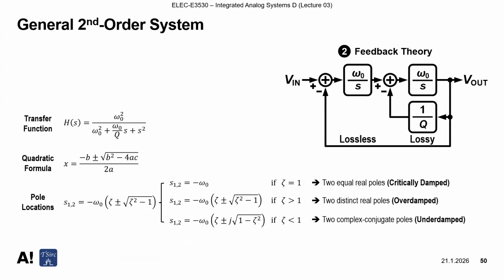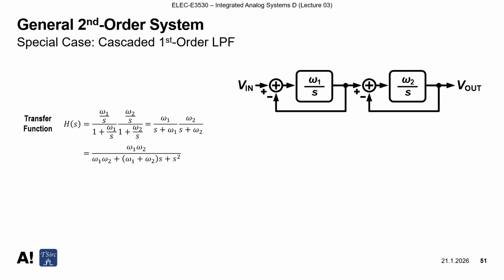Now we have a simpler form. If zeta is equal to 1, we call it critically damped. If zeta is larger than 1, we call it overdamped. So over means zeta is over the value, right? And if zeta is less than 1, we call it the underdamped condition. And before we jump into the next section, we can think about a general second-order system special case.